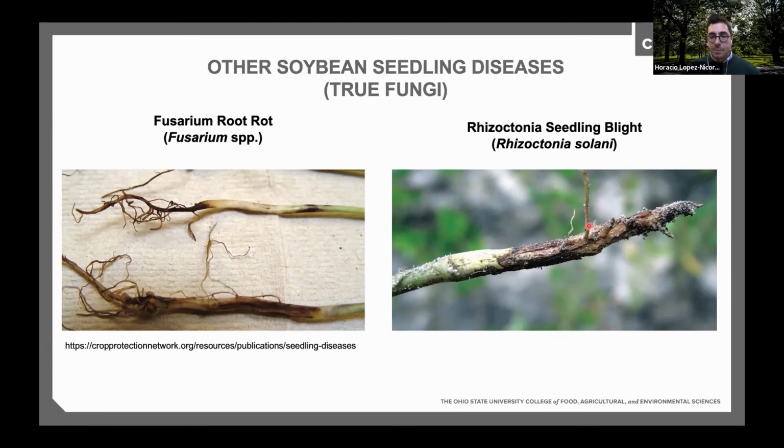Rhizoctonia is another one. Sometimes it requires a little bit of a warmer spring than we're used to, so sometimes we don't see much, but if it's out there and conditions are favorable, it will definitely cause problems in the very early stages.